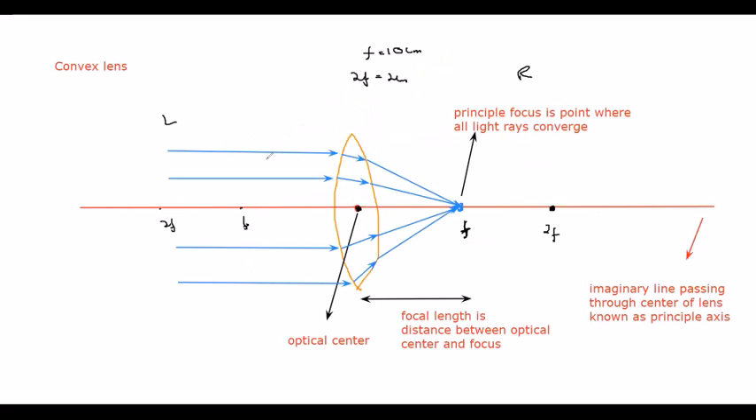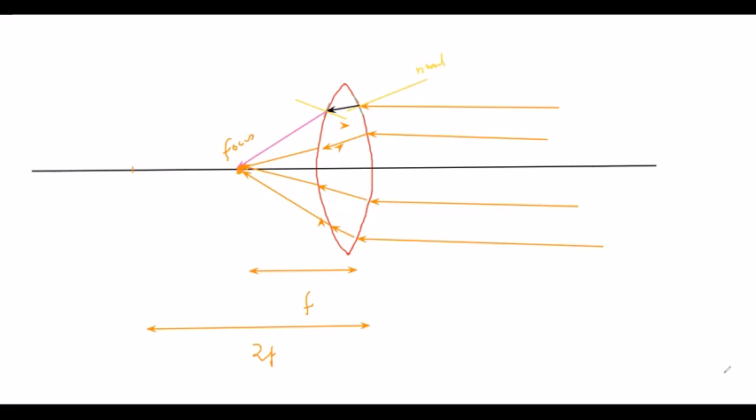So I want you to draw first these parts of a convex lens. A convex lens is also known as a converging lens because it tends to converge all the light rays to one point. Copy this one.